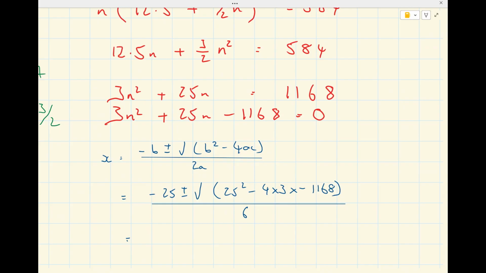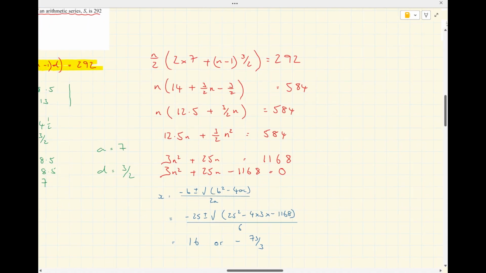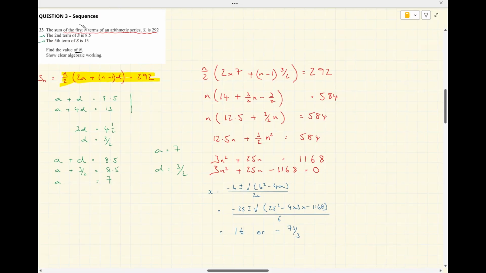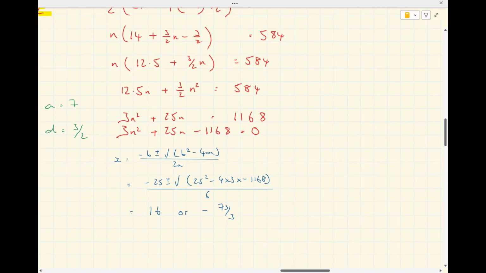And then on my denominator, 2 times 3 is 6. That gives me 16, or now I can go back and edit that plus the square root to minus the square root, minus 73 over 3. Now, that means that n is either 16 or minus 73 over 3. Well, given that n is the number of terms, and the sum of the first n terms is 292, I'm thinking that the only reasonable answer here is that n equals 16.